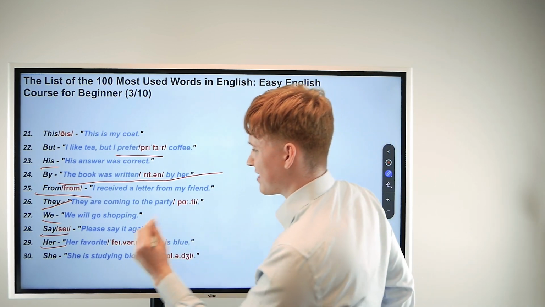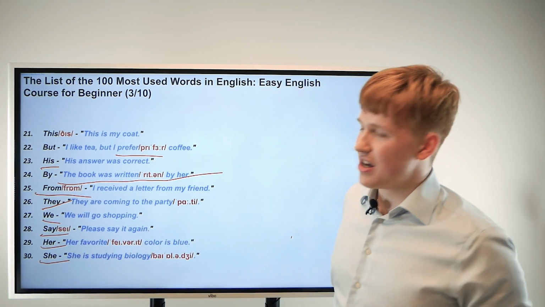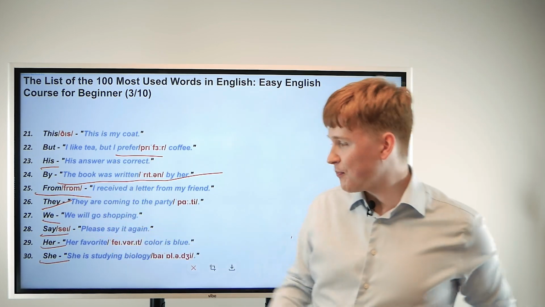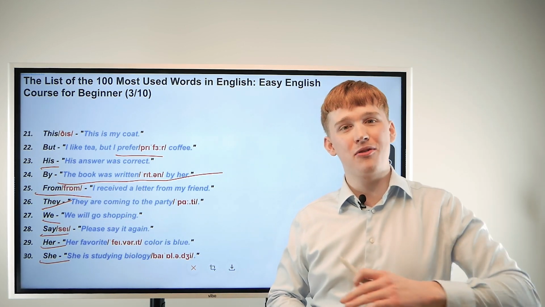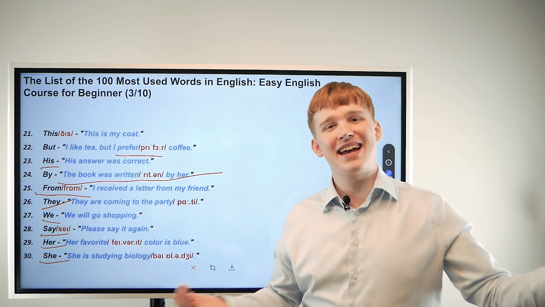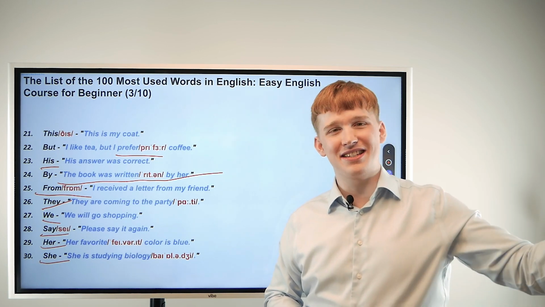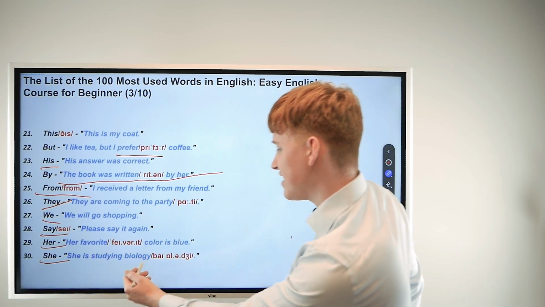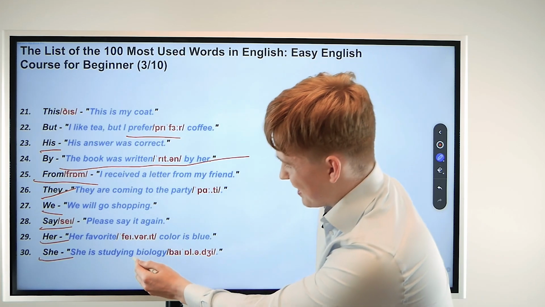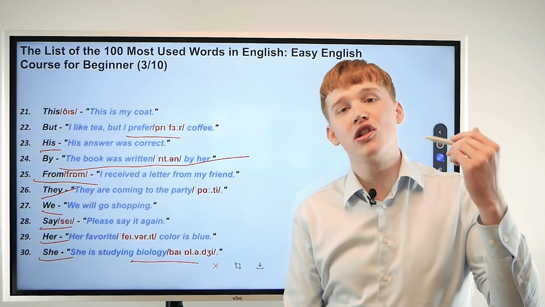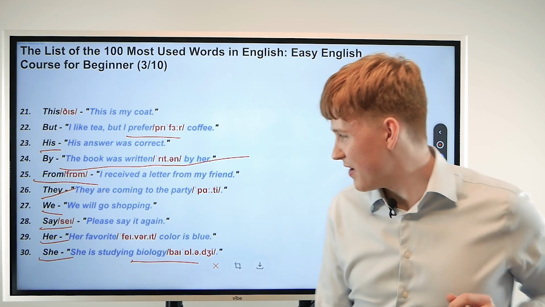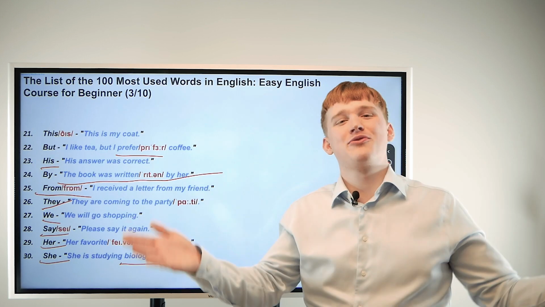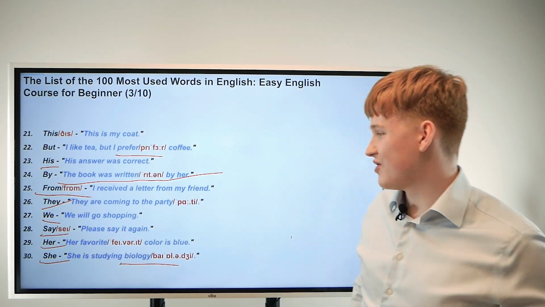Lovely. So next up we have she. So she fits into this kind of column of they, we, I. And she is when you're talking about a female. So you're saying she is tall. She is blonde. So she is studying biology. Can you say this word? This is a pretty long word. So biology. Good job. So she is a female, and when you're trying to talk about a female and describe something about her, you will use the word she.